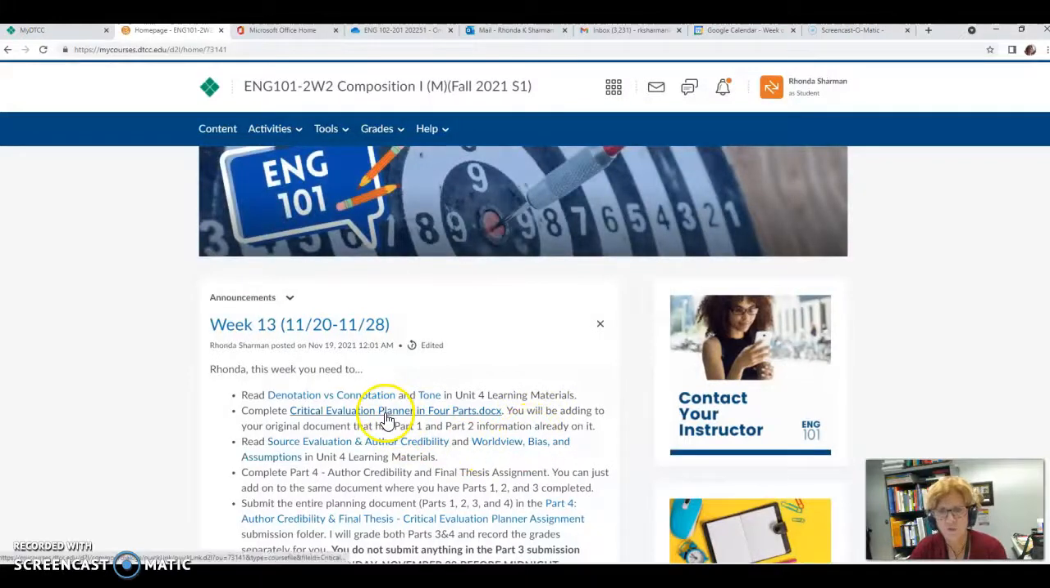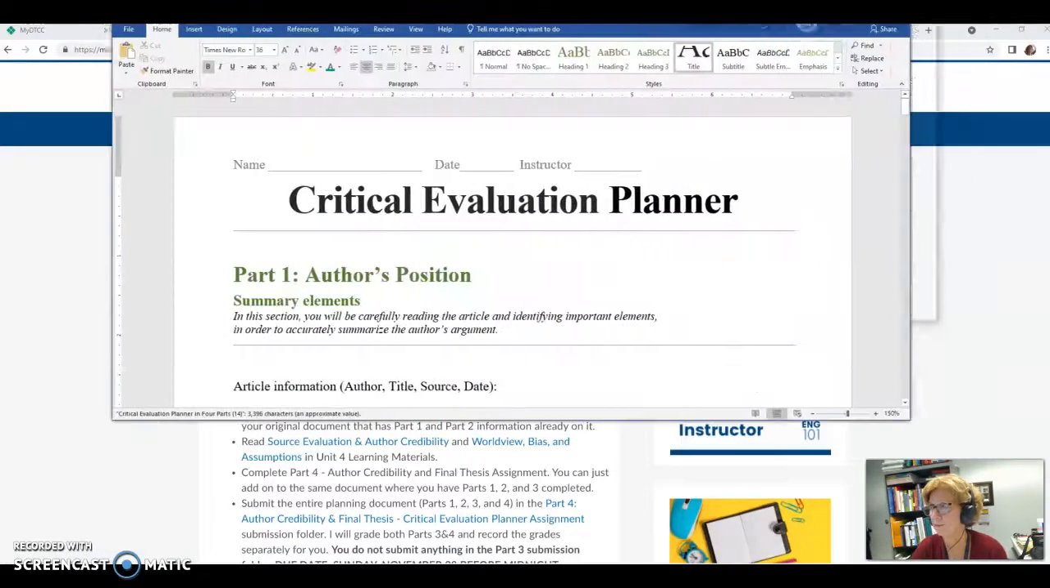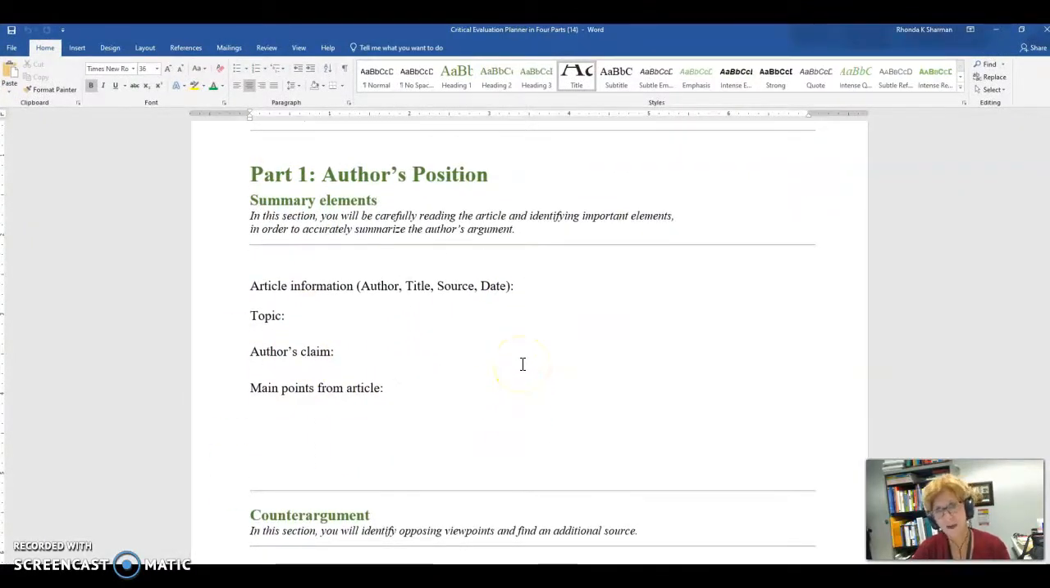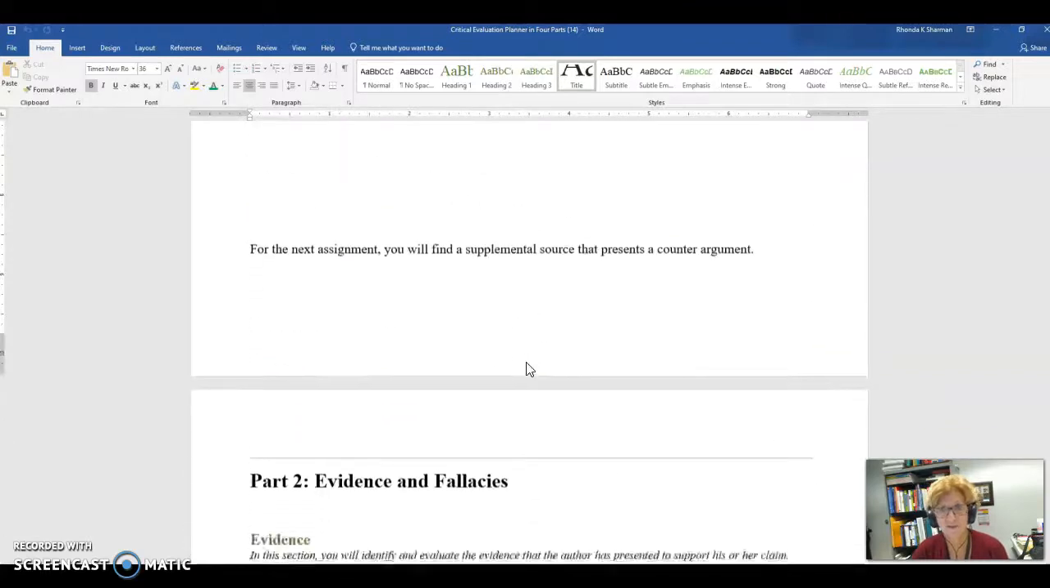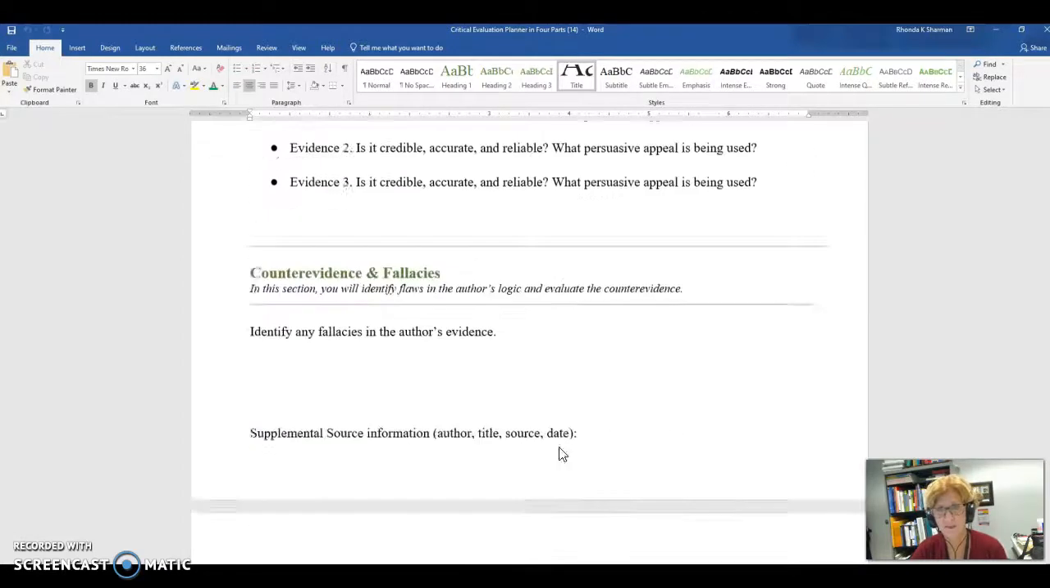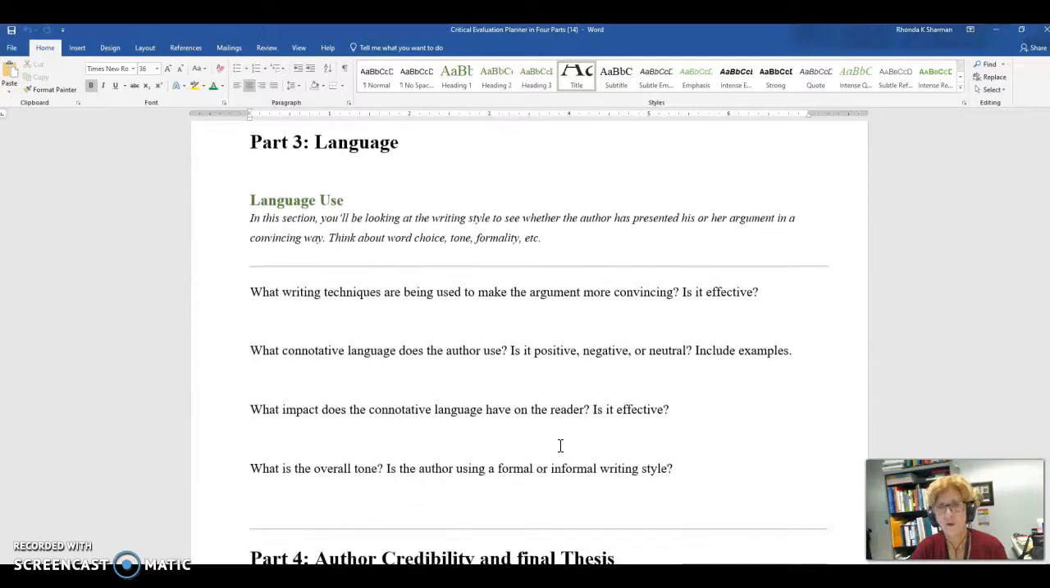So you're going to go to the original document that you used and you have already filled out parts of it. Part 1 should already be filled out. If I made comments, you would want to make those corrections. Part 2 should also be filled out. Again, make any corrections based on my feedback. For part 3, we're going to look at the author's use of language. And this will be the article that I assigned you, the article on ungrading.